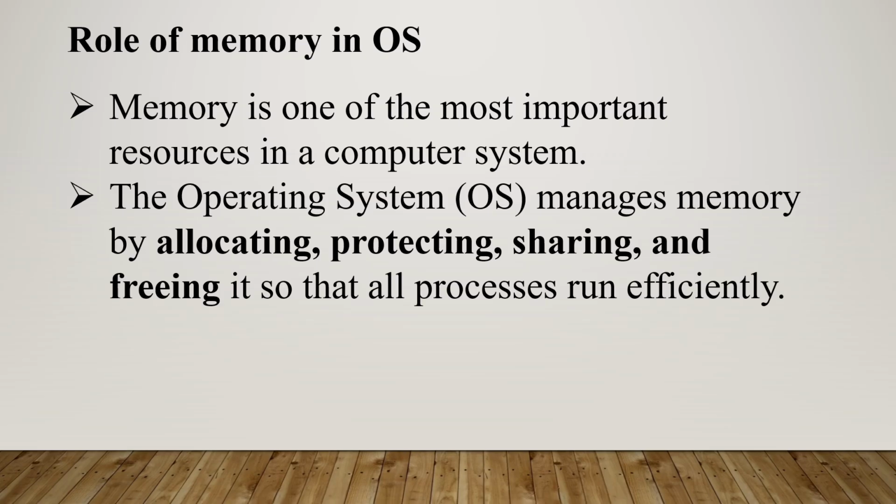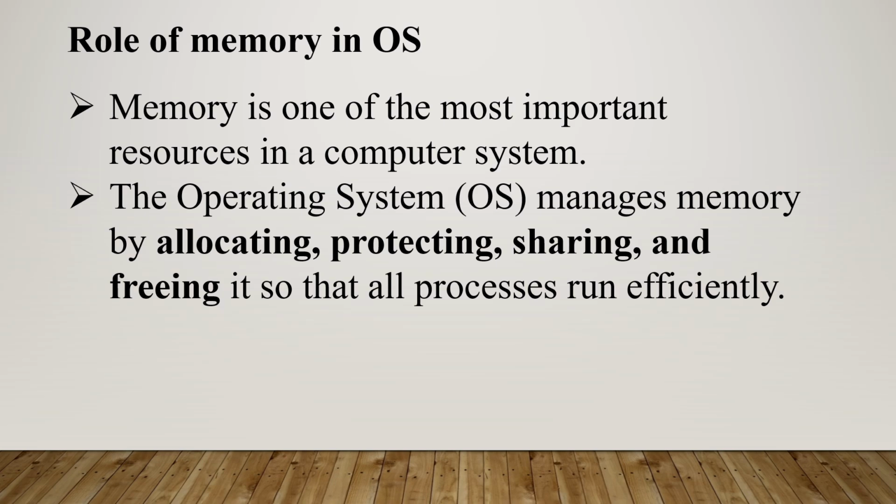So the first one is allocating. The OS allocates memory to processes when they need it. For example, when you open a new application, the OS assigns it a portion of RAM. Next comes protecting. The OS ensures that one process doesn't interfere with another process's memory. This protection is very crucial for both stability as well as security.